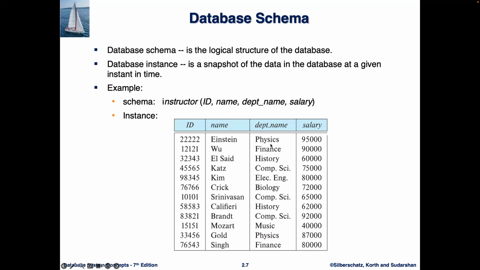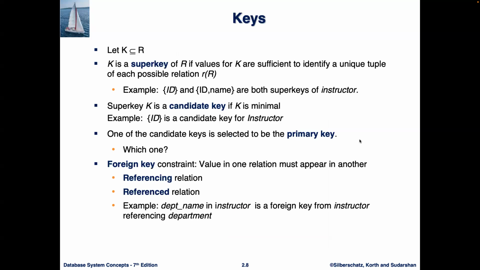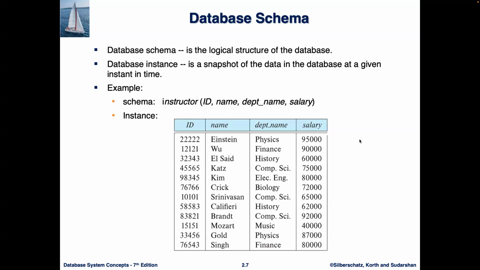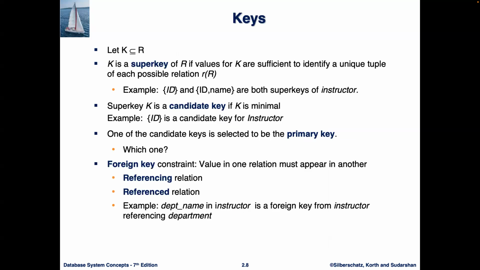And through that, we can find out, okay, in that table, if the primary key is physics, where is physics being hosted, like which building? And then we can find out that way, yes, Einstein is working in that building. So there are referencing relation and referenced relation. In this example, instructor is referencing the department table, and department table is being referred by the instructor table. So that is referenced relation and referencing relation. Example is department name in instructor is a foreign key for instructor referencing department table.